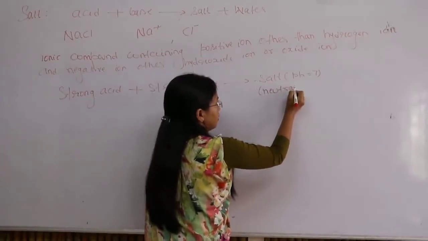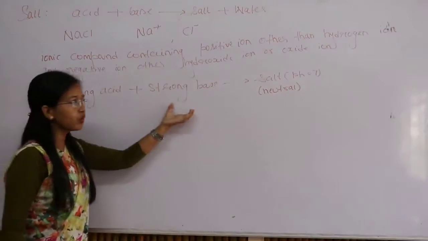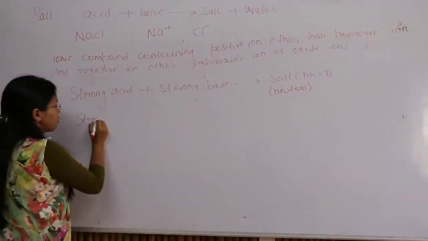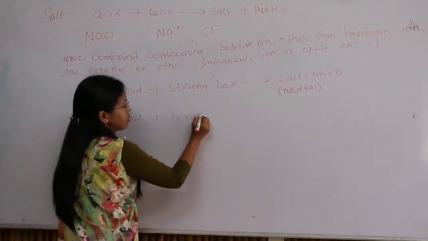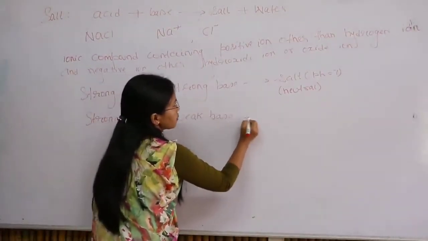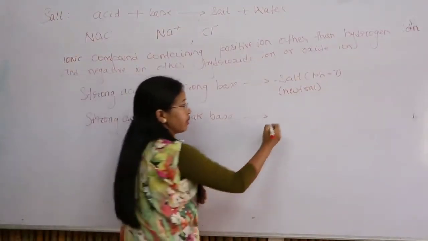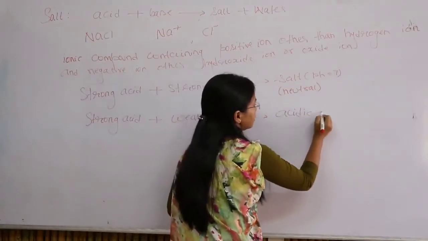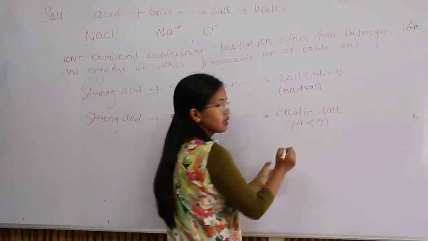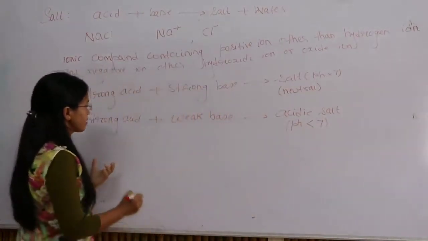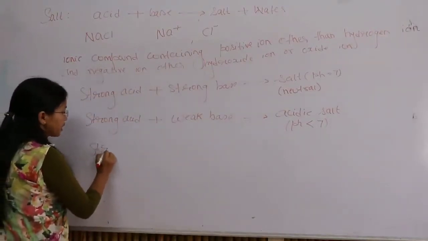Neutral salt. Right? But if you react between a strong acid and a weak base, what will you get? What type of salt will we get? Obviously, we will get an acidic salt, right? And this salt has pH less than 7, right? Next, if you react a weak acid and a strong base, what type of salt will you get?